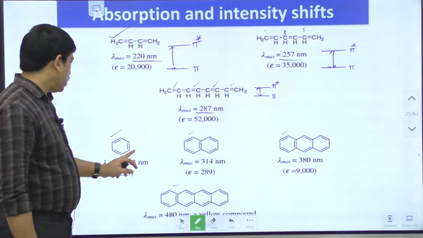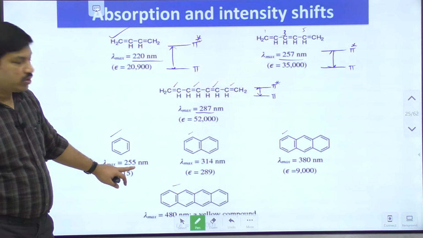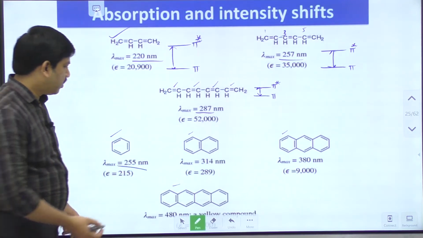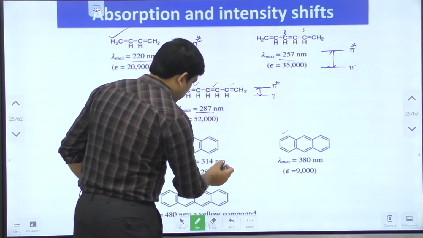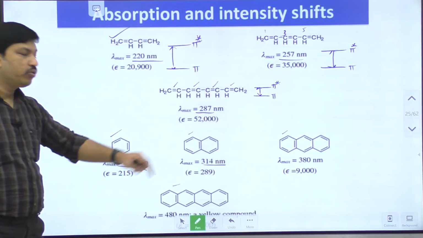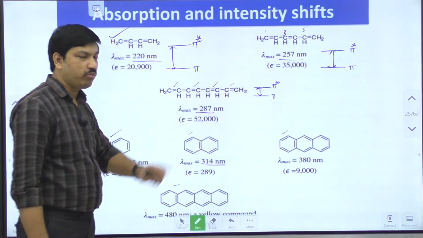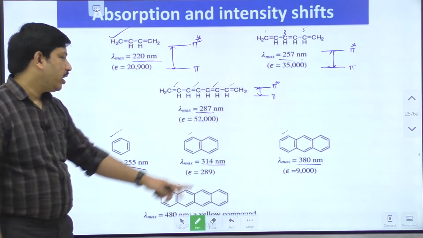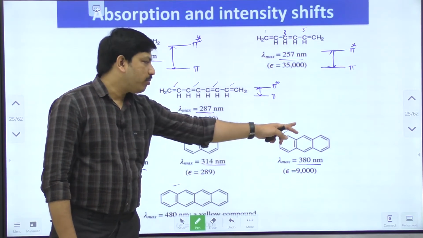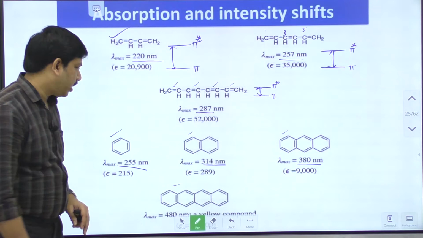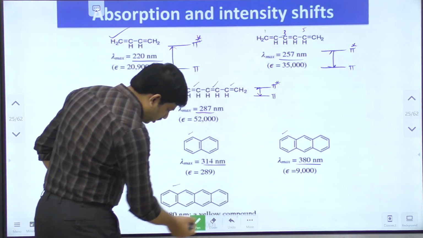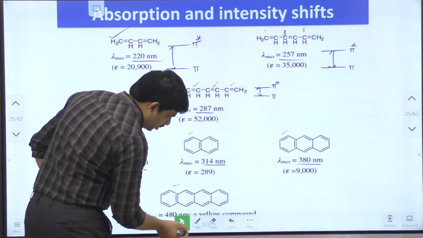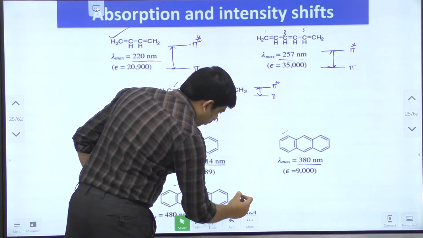Again we can see the benzene ring absorbs a wavelength around 255 nanometers because of the 3 alternate double bonds. In the case of naphthalene, this value moved to 275 nanometers because of the additional 2 double bonds. In the case of anthracene, this is actually 380 nanometers because of the greater number of conjugated double bonds. Even tetracene is also absorbing around, I think, 420 nanometers.